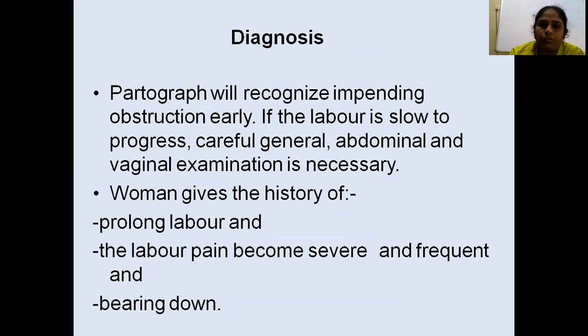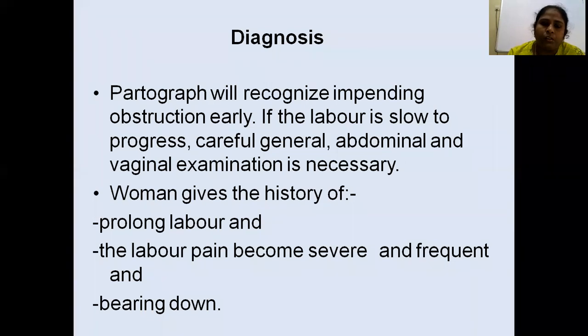How do you diagnose obstructed labor? In the previous class I told you in detail about the partogram, which is a graphical representation of the different stages of labor, latent phase, active phase. There will be an alert line and an action line. All these can detect an impending obstruction earlier, and necessary intervention can be taken so as to prevent all these complications.